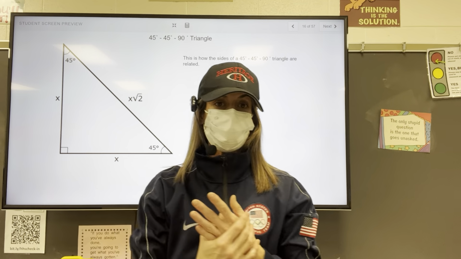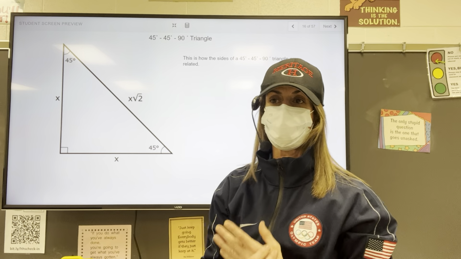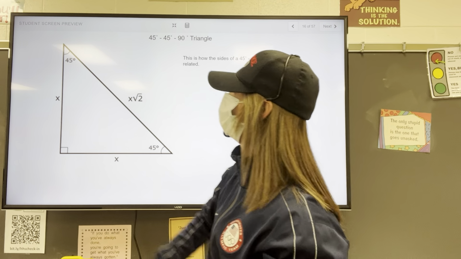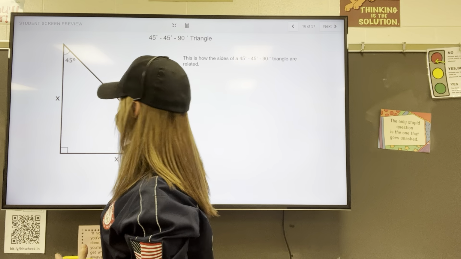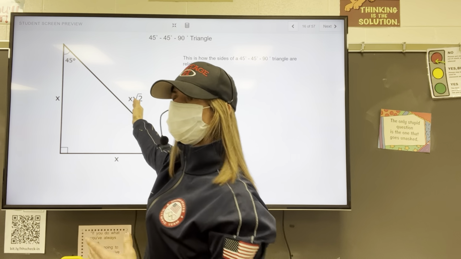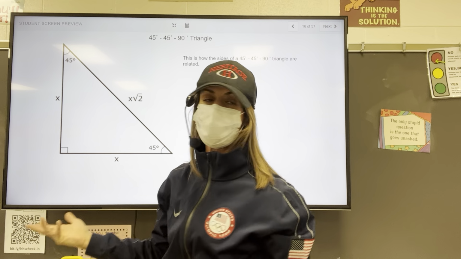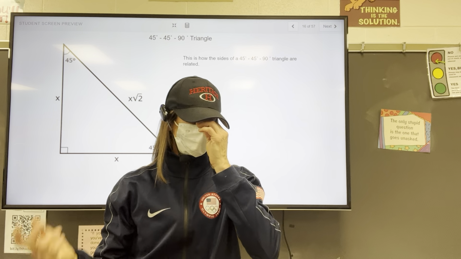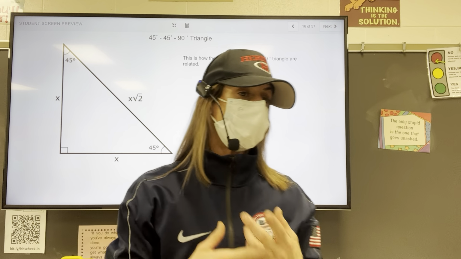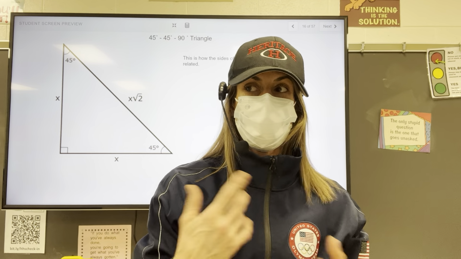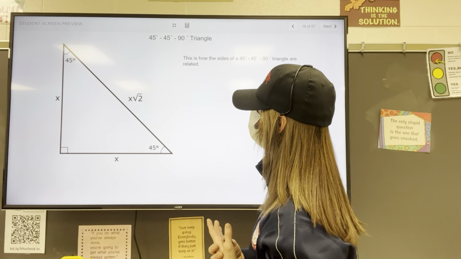However, if we know this shortcut, for every 45, 45, 90 triangle, the relationship between the lengths of the legs and the hypotenuse is times the square root of 2. Then we don't have to go through all that work, okay? I'm going to show you one example with all that work, but then we're just going to use the shortcut for the rest of the time.